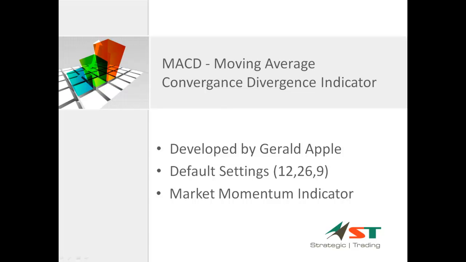The MACD is an acronym for the Moving Average Convergence Divergence Indicator. The MACD was developed by Gerald Appel and is probably one of the most widely used indicators. Since the MACD is calculated based on the difference of two exponential moving averages, typically the default setting for the indicator is 12, 26, and 9. In this setting, the 12 represents the fast-moving exponential average, the 26 period represents the slow exponential moving average, and the 9 period is our signal or smoothing line.